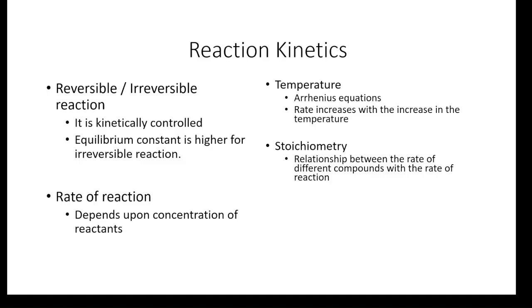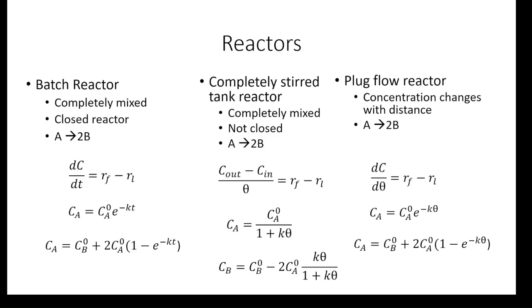And temperature for a particular reaction has an optimum, a highest rate at a particular temperature. If the temperature increases or decreases, the rate of reaction may change. In most cases, rate increases with an increase in temperature, but in some cases the rate may reduce. This also depends upon stoichiometry. So it is a relationship between the rate of different components and the rate of reaction. And these are different equations for your reference.